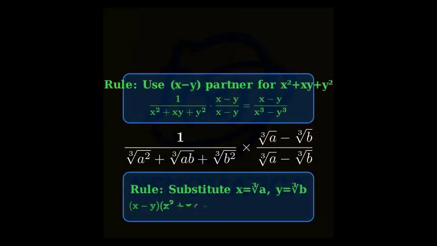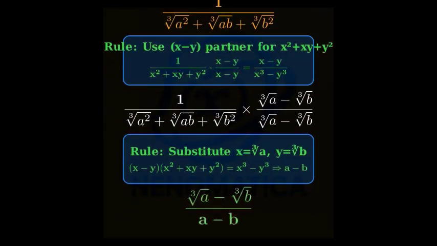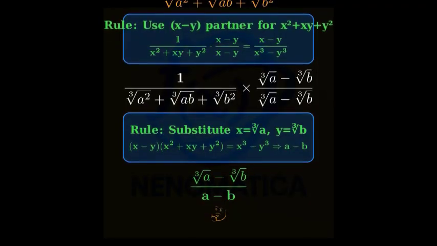Step 2. Apply the identity. The denominator becomes a minus b because the cube of the cube root of a is a, and the cube of the cube root of b is b. So the result is the cube root of a minus the cube root of b all over a minus b. Quick challenge: which partner would you use if the denominator were x plus y? We will answer that in the second example.